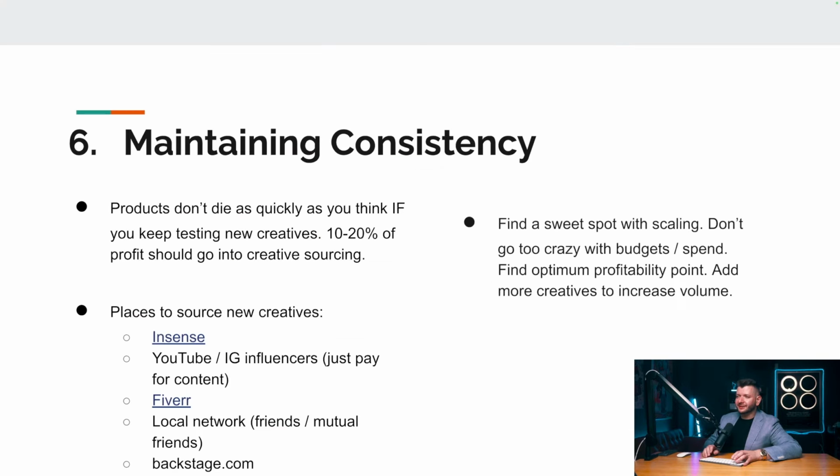As you source content and start testing ads, find a sweet spot with scaling. Don't go too crazy with budgets and spend. Make sure to go gradually. Go from 100, 500, then to 1,000, and see how much you can really push before you go too aggressively. Overall, the goal should be to find the optimum profitability point and to add more creatives to increase volume. It's better to have less volume but more profit than to have more volume just for the sake of volume. This is one of the lessons that I had to learn the hard way.